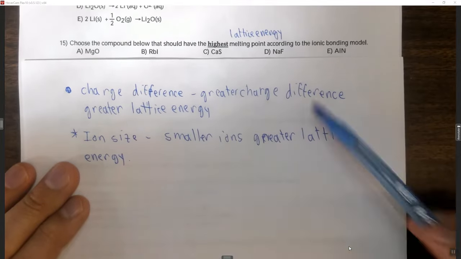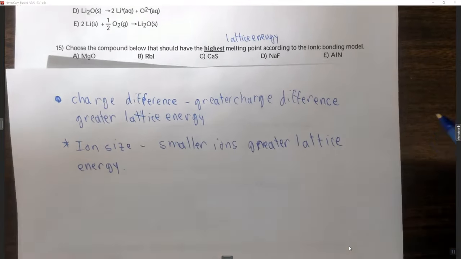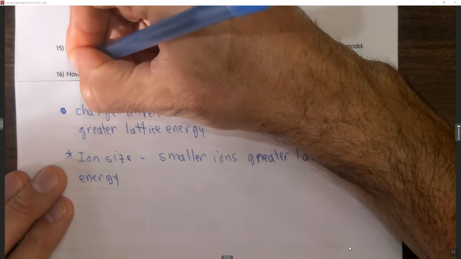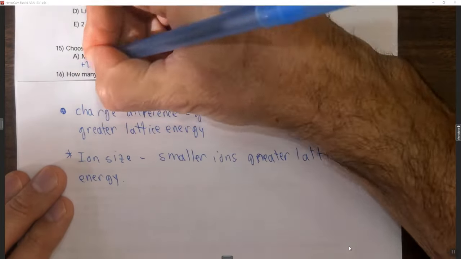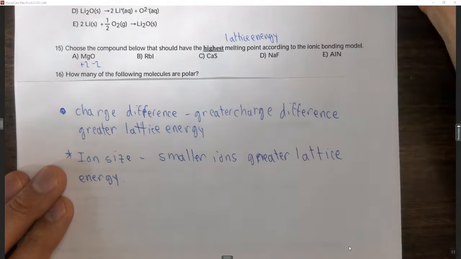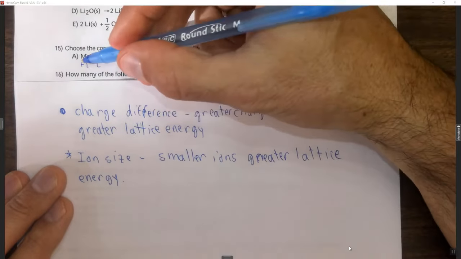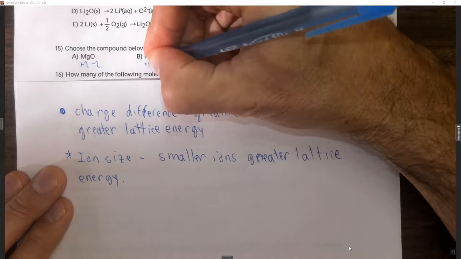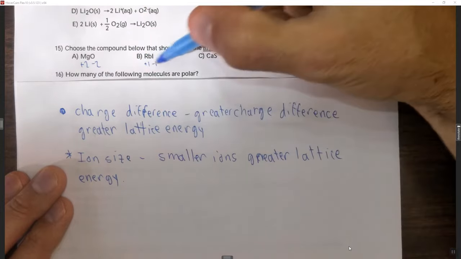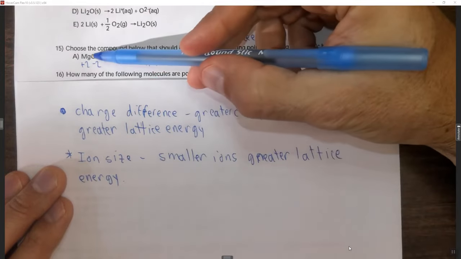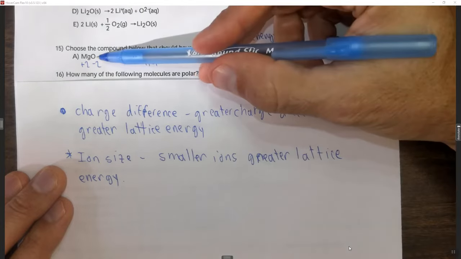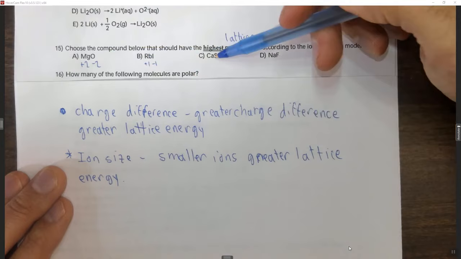So the first thing we need to do is find the charges on these things. So if we look, okay, magnesium and oxygen, we have +2, 2A metal, -2, 6A nonmetal. So the charge difference here is 4. +2 minus -2 is 4. Rubidium iodide, +1, -1. The charge difference here is 2. So this has a greater charge difference, 4, than this, which has 2. So this is definitely going to have a higher melting and boiling point than this one.